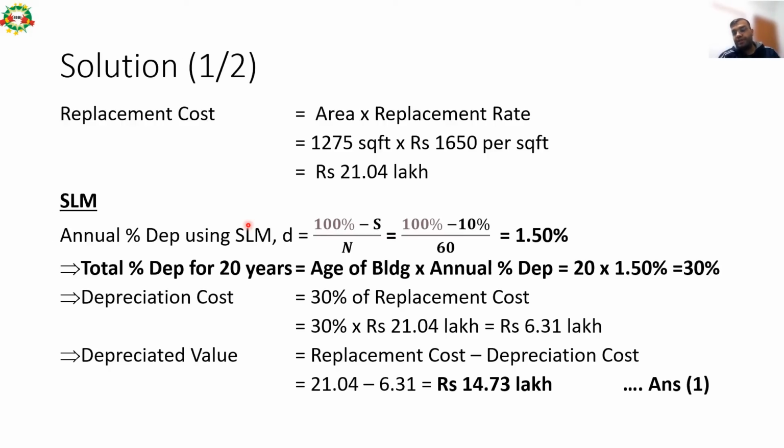So this is depreciation, it is not depreciated value. Depreciation cost we have calculated. Then we will calculate depreciated value, or depreciated cost can also be said. It is equal to replacement cost new, or RCN, minus depreciation amount. It is equal to 21.04 lakhs minus 6.31 lakhs. Then it is equal to 14.73. So this is answer number 1: depreciated cost or depreciated value of the property using SLM.